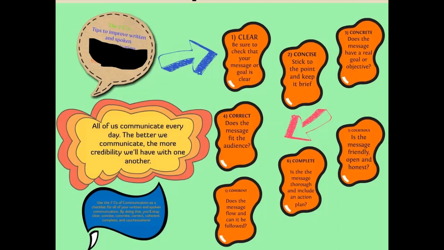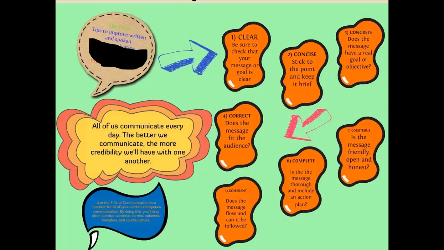You do not have to add extra information which is not required. Then concrete. Does the message have a real goal or object? That you have to decide and also check. Then correct. Does the message fit the audience? Is what you are writing good for that audience? Then coherent. Does the message flow and can it be followed? And then complete.